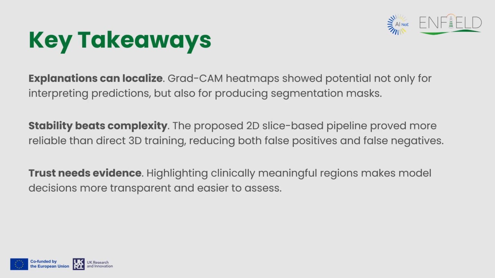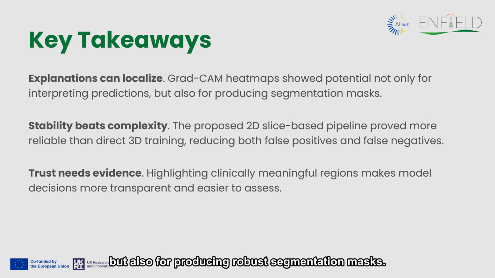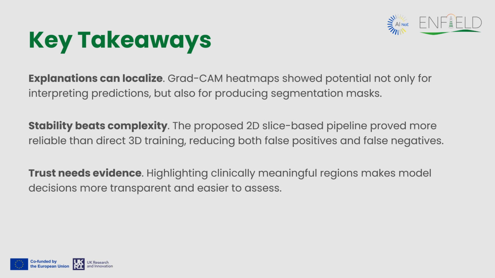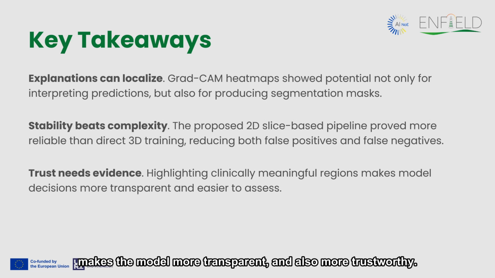Some key takeaways. We've proven that explanations can localize. Grad-CAM heat maps show potential not only for interpreting the predictions, but also for producing robust segmentation masks. Secondly, stability beats complexity. Our proposed 2D slice-based pipeline proved more reliable than our previous work on direct 3D training. Thirdly, and arguably most important, trust needs evidence. Being able to highlight clinically meaningful regions makes the model more transparent, but also more trustworthy.